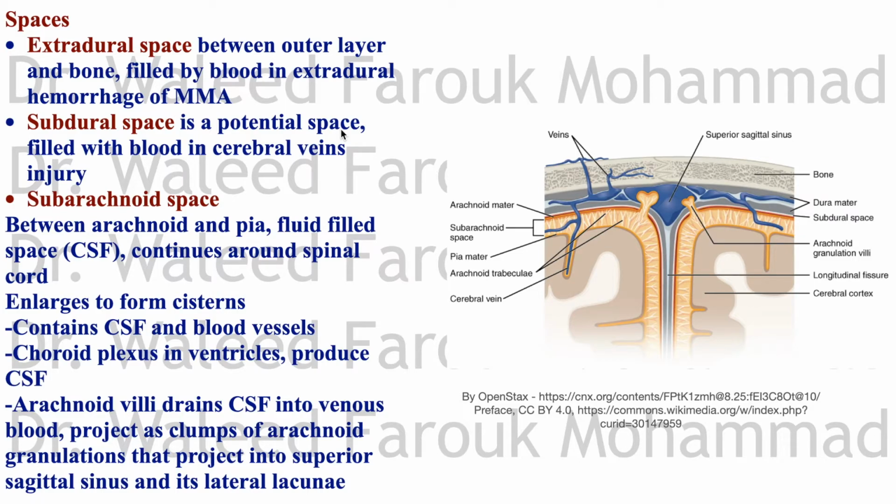The subdural space is between the dura and the arachnoid. It's a potential space. It's filled with blood in cerebral vein injury. Which cerebral veins? The superolateral cerebral veins. These are the superolateral cerebral veins here. As you can see, they drain the superolateral surface of the brain and drain into the superior sagittal sinus. And because they drain into the superior sagittal sinus, they have to pass through the arachnoid and the space beneath the dura, which is the subdural space, and then the dura, then to the superior sagittal sinus.